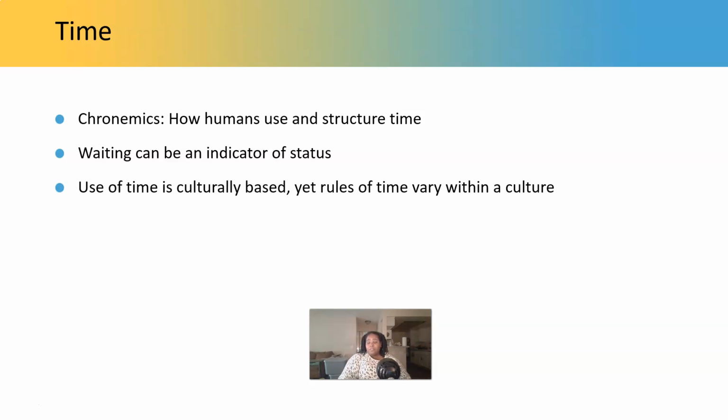With polychronemic cultures, it's the opposite. 3 o'clock might mean 3:15, and time is more fluid in its understanding. Waiting can be an indicator of status. You don't want to keep your boss or your parent or anyone else waiting, especially if there's an inequity of power. But if you have the power and if you keep someone waiting, you might not get a lot of flack for it.